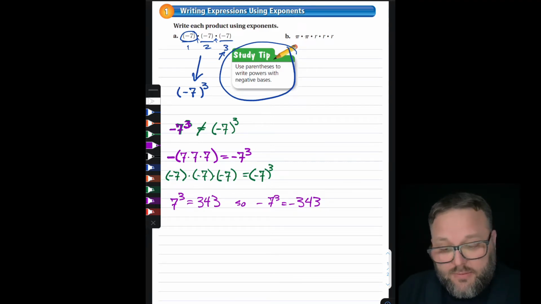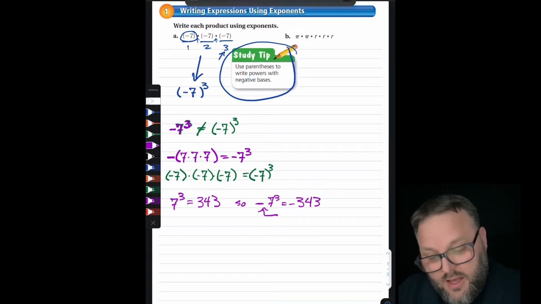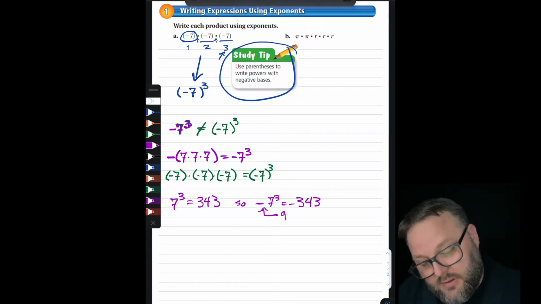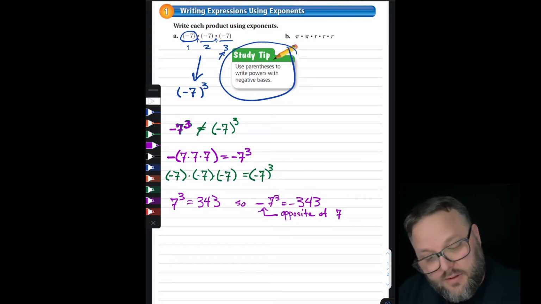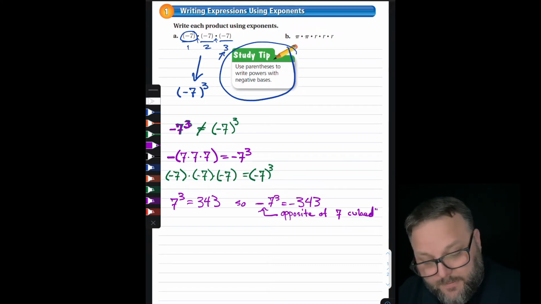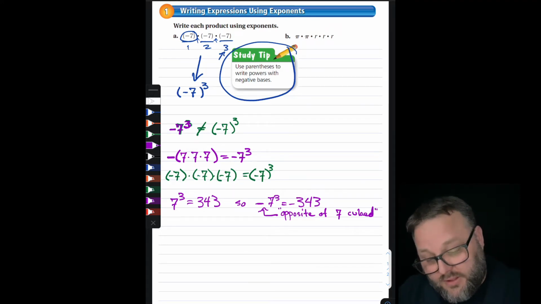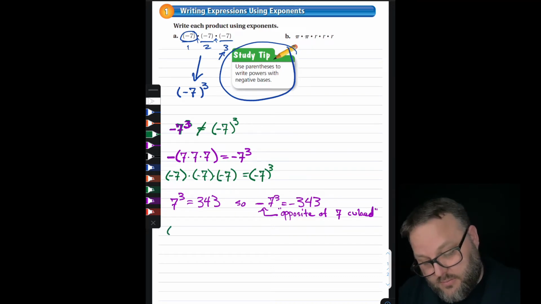It's a lot more accurate because this is better read because of the difference between the two, as the opposite of 7 cubed. We'll put it that way. Not third, 7 to the third, or 7 cubed. Whereas what's in green would also be -7 cubed, which is equal to -343.